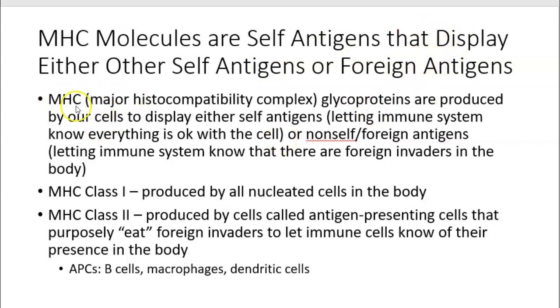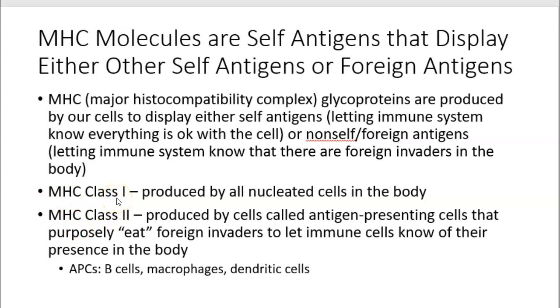So remember, MHC proteins are glycoproteins that stick out of the surface of our cells, and they either display self-antigens to let the immune system know everything is okay with the cell. So it's a way to say, I'm okay, this is a normal antigen, everything's good. Or they can display non-self or foreign antigens, which let the immune system know that there are foreign invaders in the body. And there are two classes of MHC proteins.